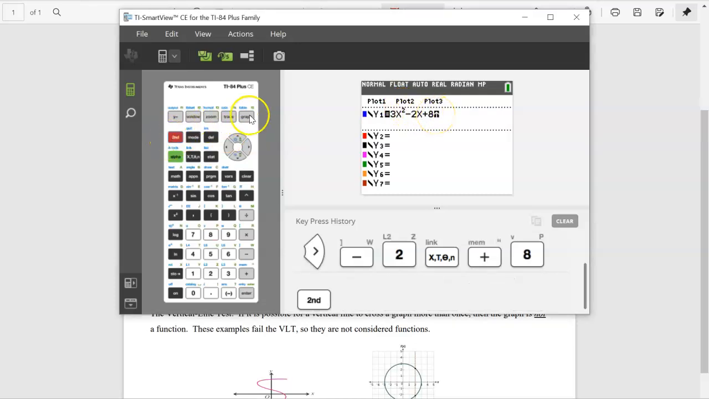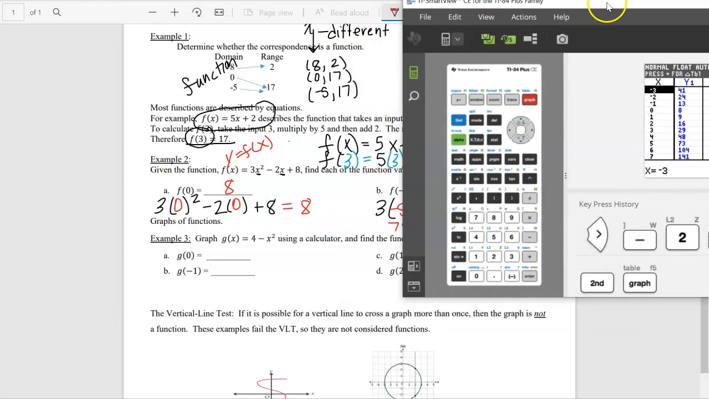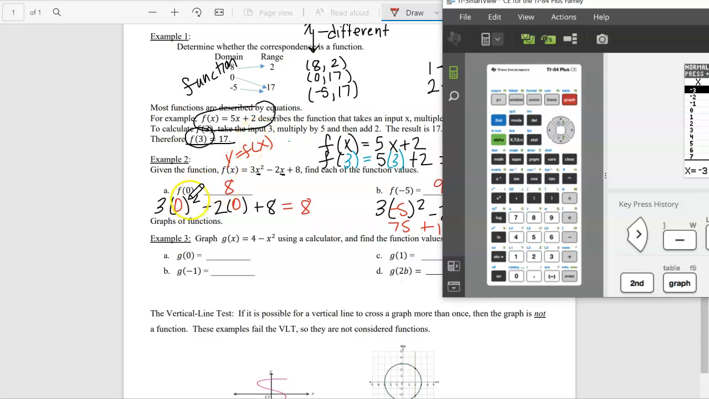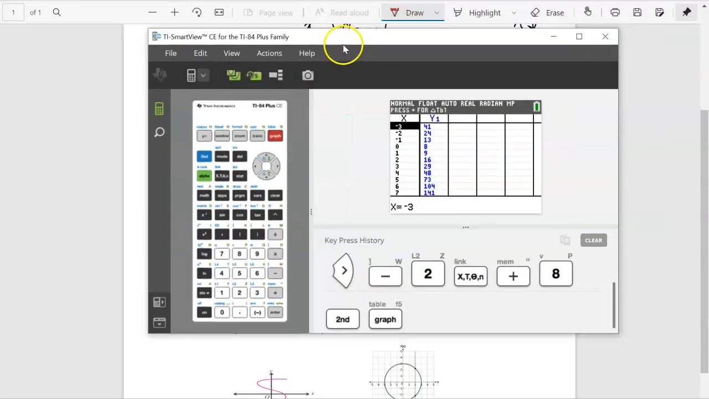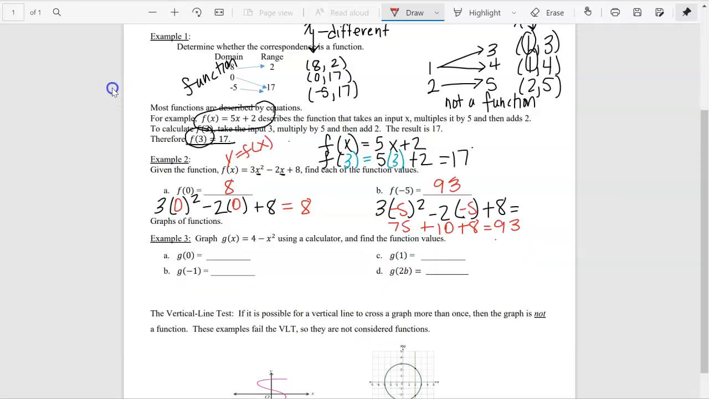Now I can go to my table, and remember the things we were looking for were what happens when you plug in a 0 and what happens when you plug in a negative 5. So when we plug in a 0, we get 8, so it would have just told us the answer. And when we plug in a negative 5, we get 93. It gives us the answer when we look at our table. So that's one way you could do this on the calculator.